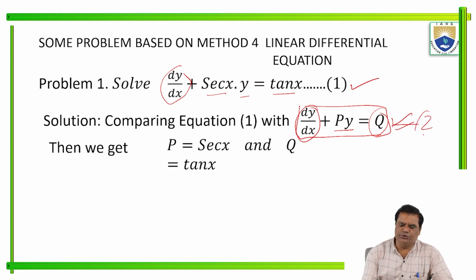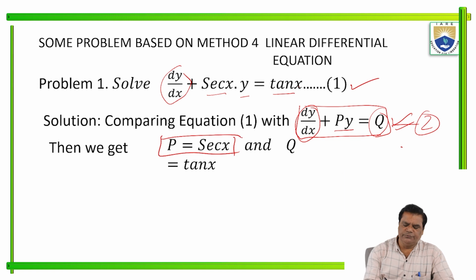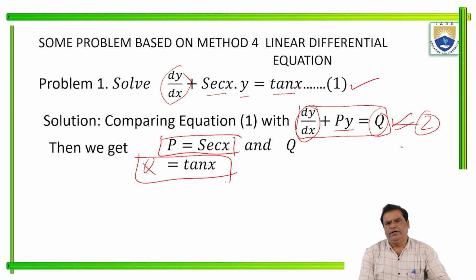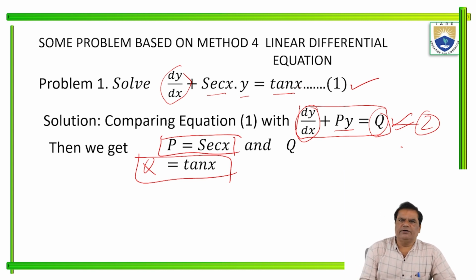So now this is equation 2 and this is equation 1. Here we compare 1 and 2. Comparing equation 1 with the general linear differential equation, we get P is sec x and Q is tan x. First of all, whenever any question on linear differential equation is given in the question paper, we find out the values of only P and Q. Nothing else is known, only P and Q are known in the question.